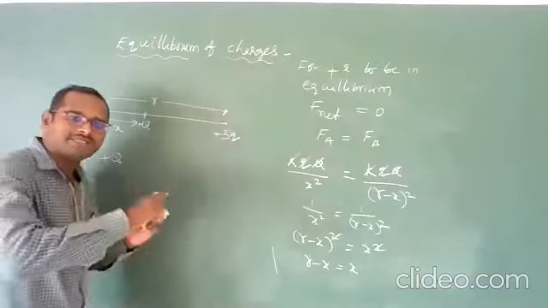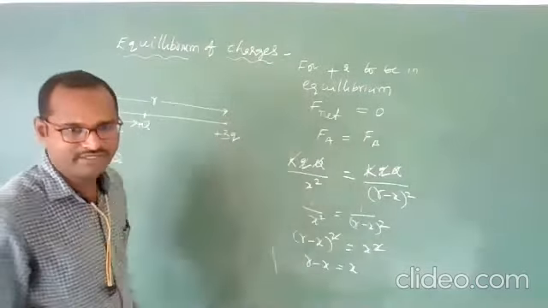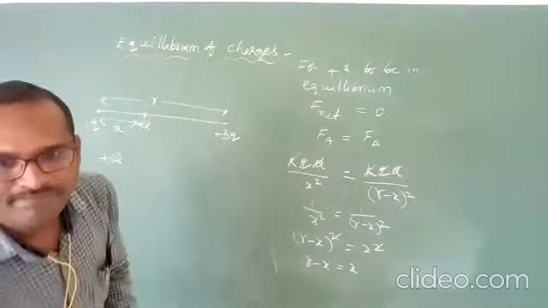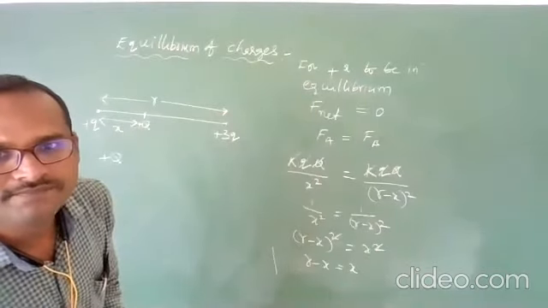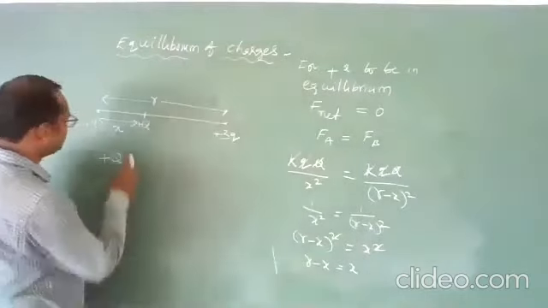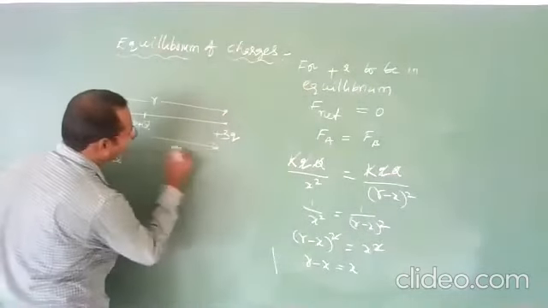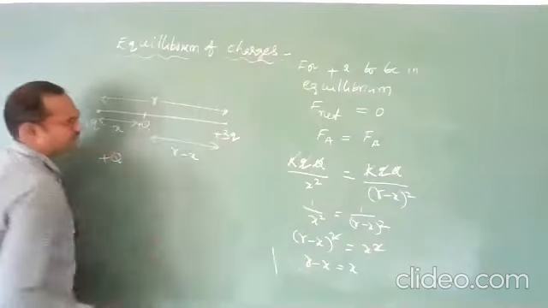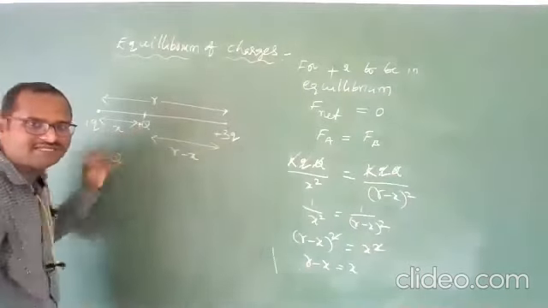Plus q minus q I'll take in the next example. Wait students, wait Abhay. You should have some patience. Wait, I am going in one order. Okay, so this is x distance. This will be how much? R minus x distance. Both are positive charges I have taken, but the middle one is also positive.